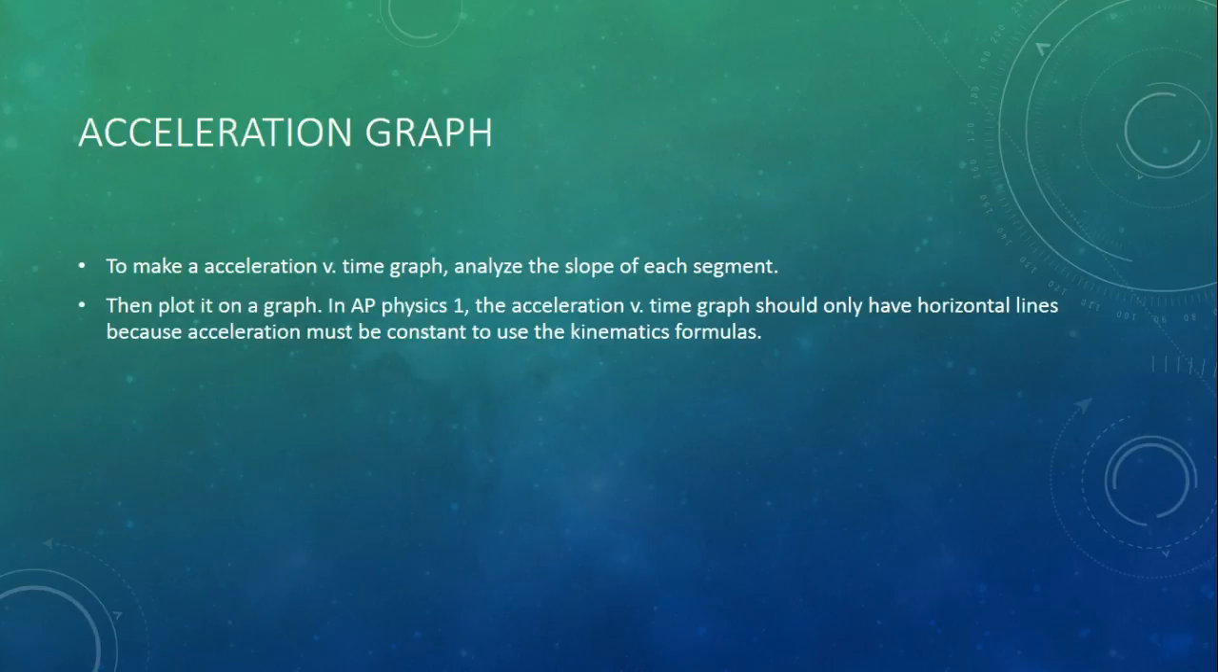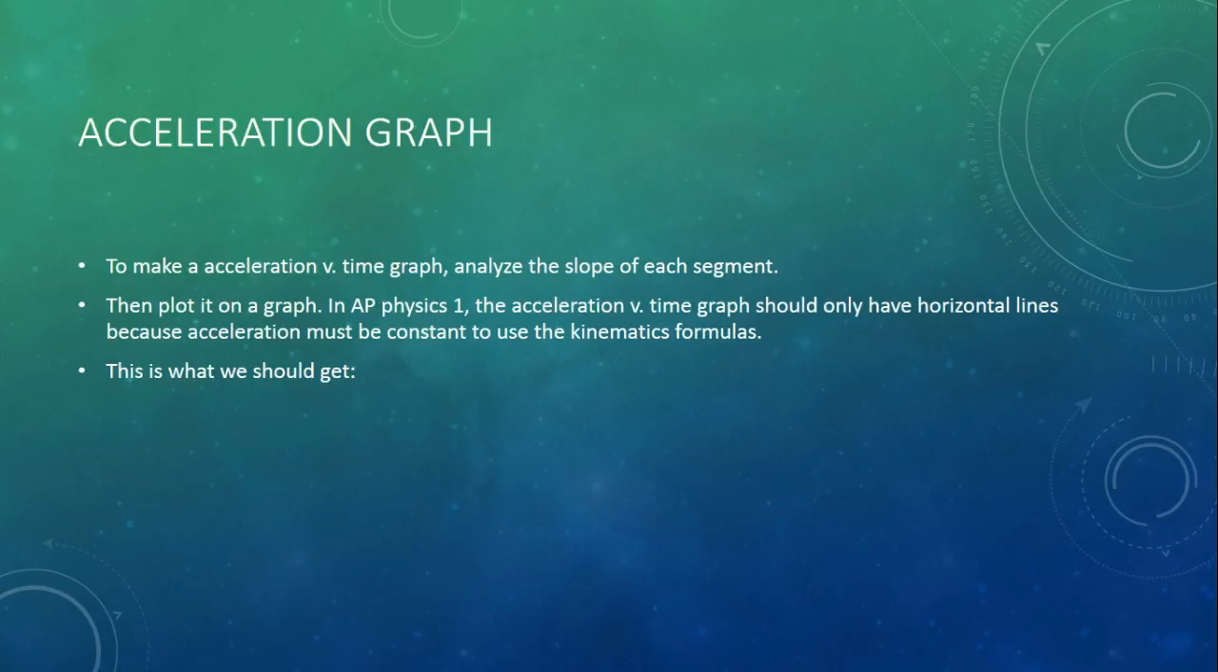And if you're taking AP Physics 1 or an algebra-based physics class, this acceleration versus time graph should only have horizontal lines, because in an algebra-based physics class we require acceleration to be constant. Otherwise, we have to use calculus.